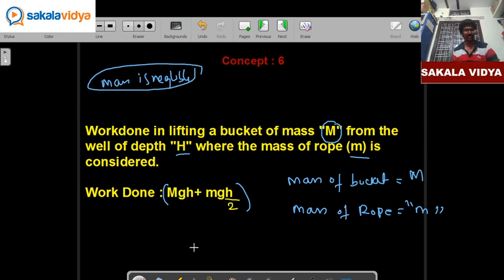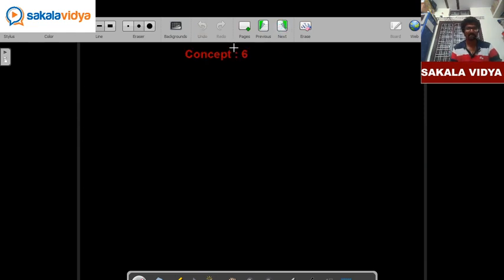So what is the formula to calculate work done? Capital M g H plus small m into g into H by 2, where capital M is nothing but the mass of the bucket and small m is nothing but the mass of the rope. Okay, now let us see the concept behind this.